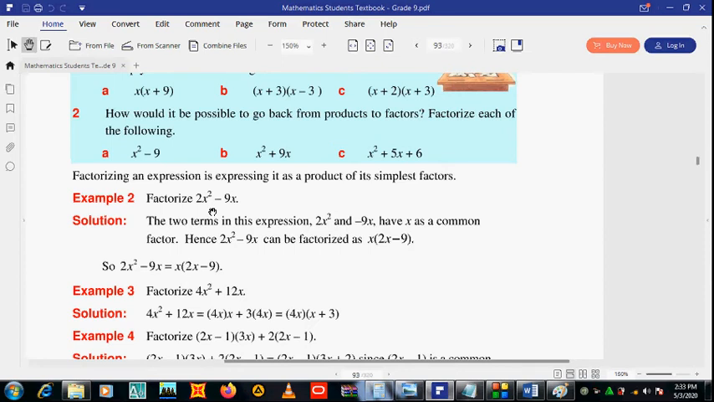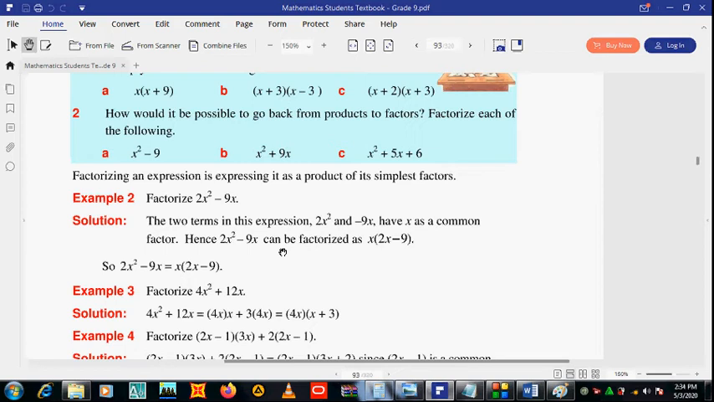So, hence, 2x square minus 9x can be factorized as x, which is common to 2x square and minus 9x, then in bracket 2x minus 9. This is the final factorization of 2x square minus 9x. When we factorize a quadratic expression, we always look for the common factor.